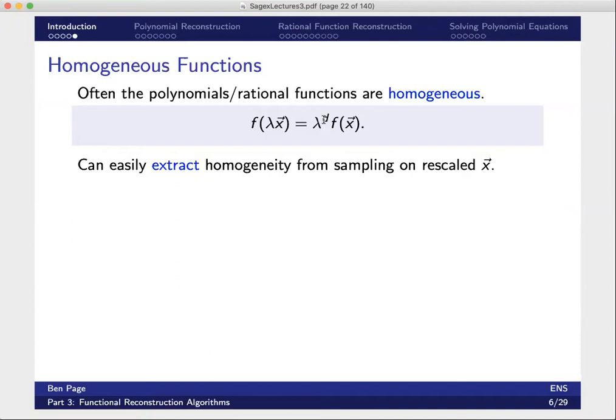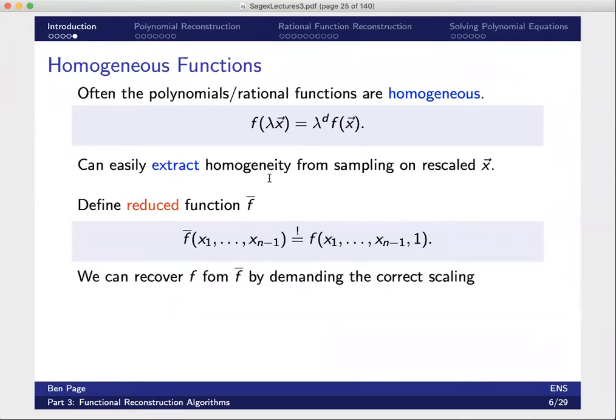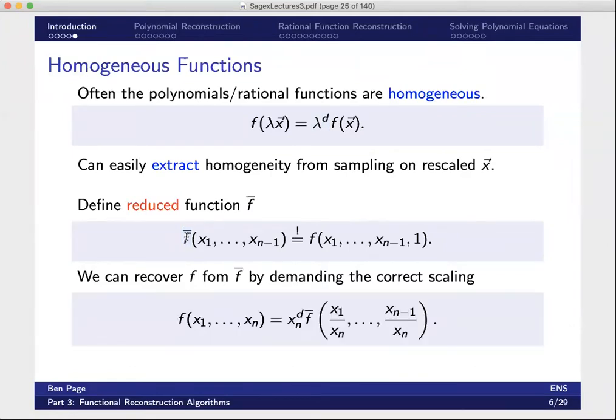And so we can use this idea of the scaling to actually remove one of the variables in the following way. We can define some reduced function f bar by taking f and just setting one of the variables to be one. Here I've picked the last variable. Because we know that our original function f has this degree of homogeneous scaling d, we don't need to work with f. If we have f bar and d, we have the entire function.